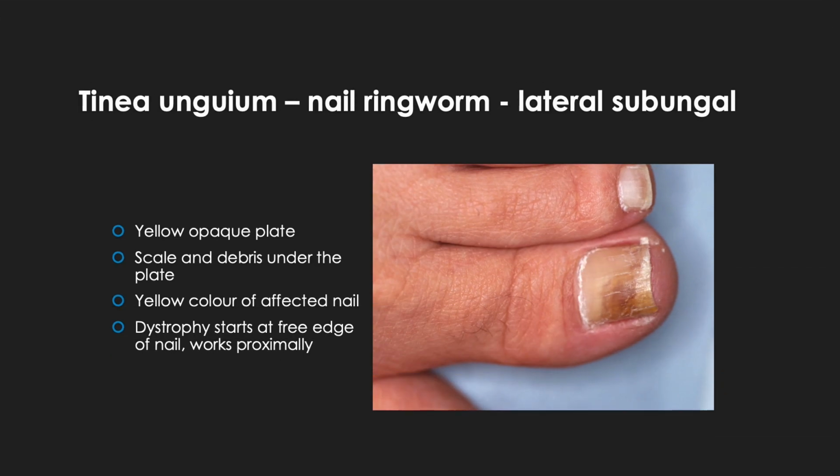Fungi commonly infect the nail plates, and the toe nail plates are most commonly affected. So this is called lateral subungual onychomycosis. Onychomycosis is the name that we use for fungal infections of the nails. It produces a yellow, opaque nail plate. There's often separation of the nail plate from the nail bed below, and there's scale and debris underneath. The dystrophy tends to start at the free edge of the nail, and then it works proximally. So onychomycosis, Tinea unguium, fungal infection of the nail plate.